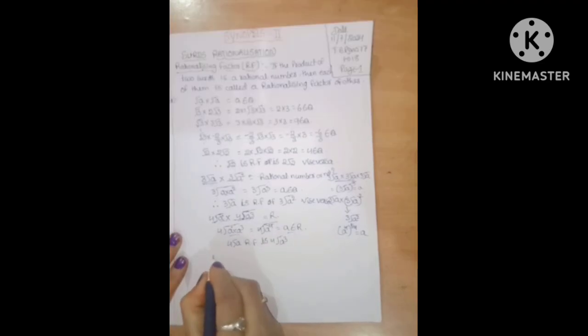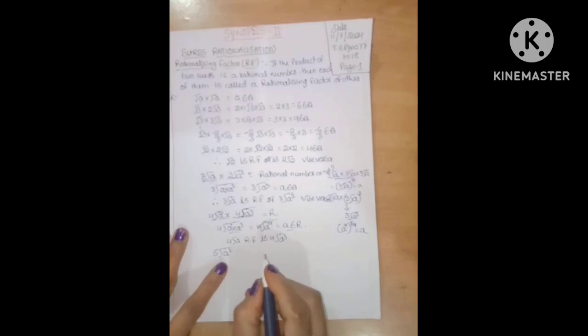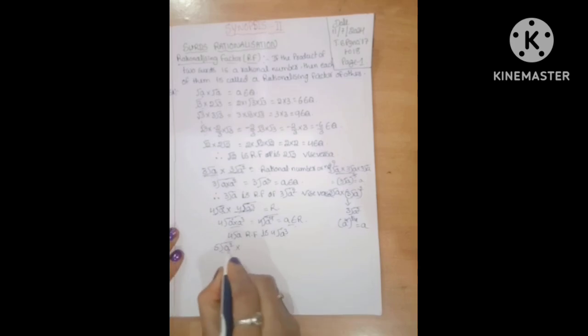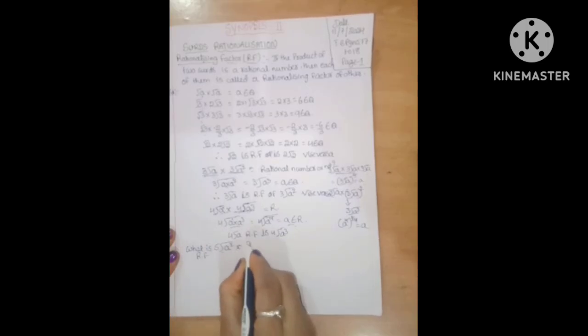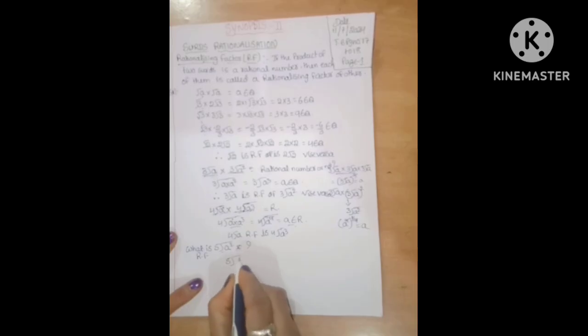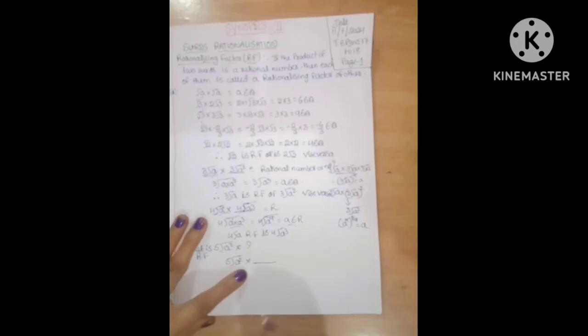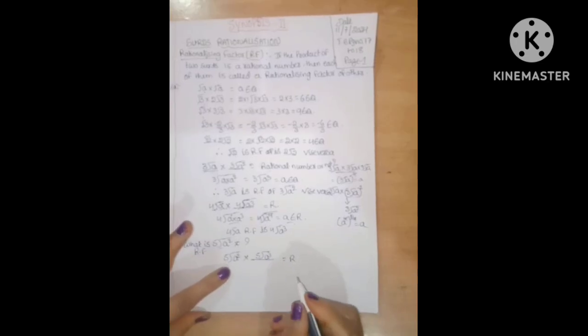For example, the 5th root of a squared. What is the rationalizing factor of the 5th root of a squared? Tell me the answer. What's the remaining, what's the product? The 5th root of a cubed gives the rational number. Very good. Are you understood?